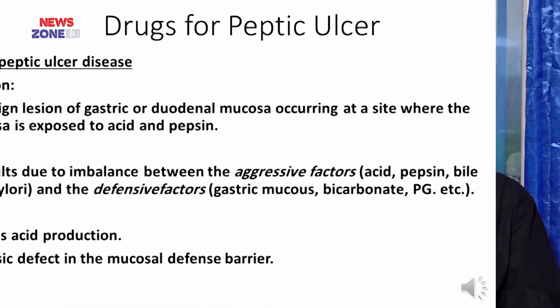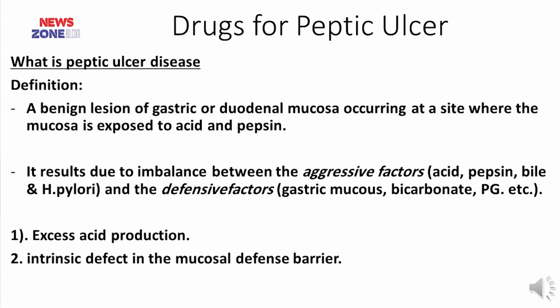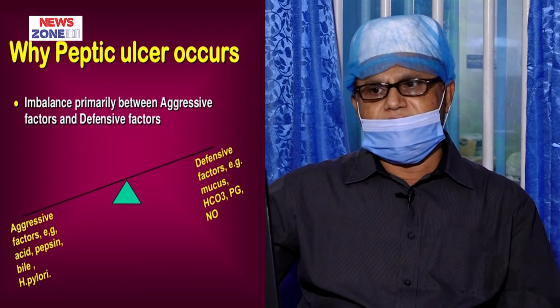What is peptic ulcer? A benign lesion of gastric or duodenal mucosa occurring at a site where the mucosa is exposed to acid and pepsin. It results from an imbalance between the aggressive factors, that is acid, pepsin, bile and H. pylori, and the defensive factors: gastric mucosa, bicarbonate, prostaglandin, that is, excess acid production and intrinsic defect in the mucosal defense barrier. So, why is there peptic ulcer?